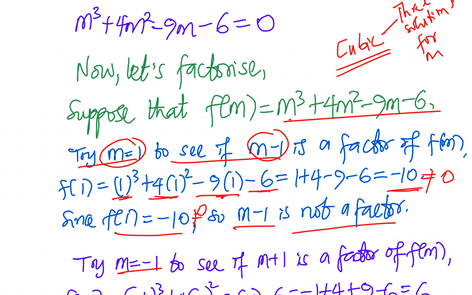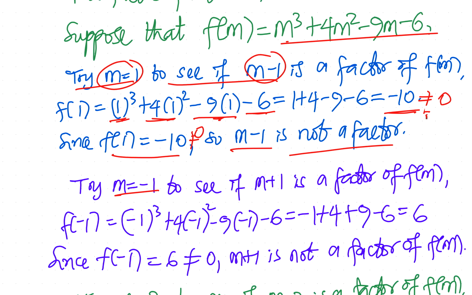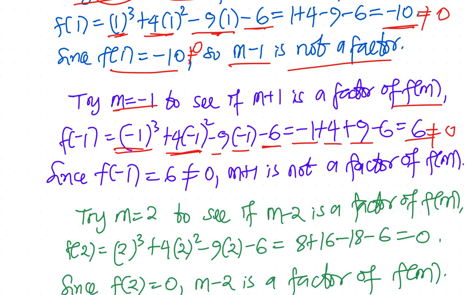So we start from small numbers like 1. Now try m equals minus 1, to see if m plus 1 is a factor of f of m. So put minus 1 for m. You have minus 1 cubed plus 4 into minus 1 squared, minus 9 into minus 1, minus 6. So this is minus 1. Minus 1 squared is 1, times 4 is 4. Then minus 9 times minus 1 is plus 9, and then minus 6. So minus 1 plus 4 is 3, 3 plus 9 is 12, 12 minus 6 is 6. Again, this is not equal to 0. Since f of minus 1 is equal to 6, which is not equal to 0, m plus 1 is not a factor of f of m.